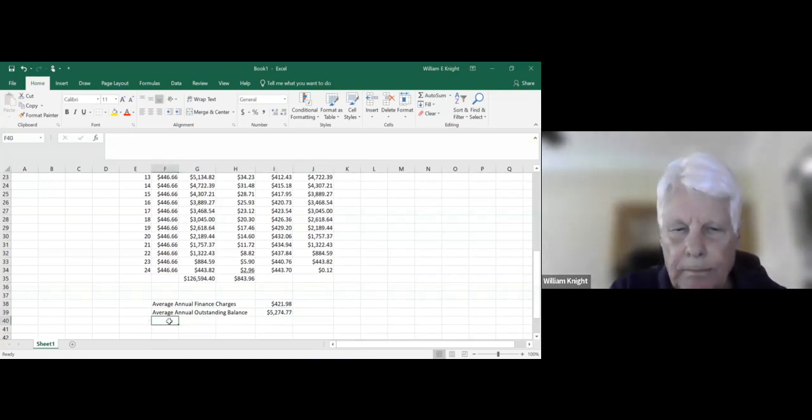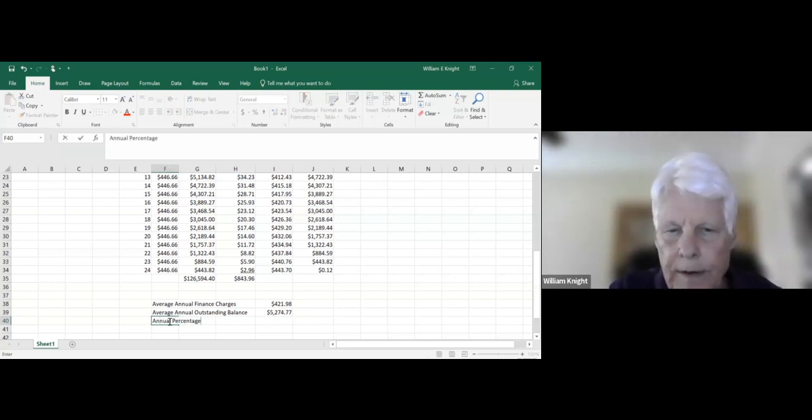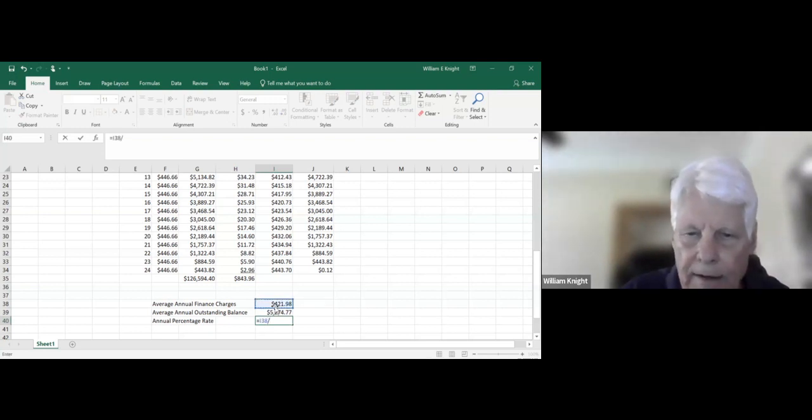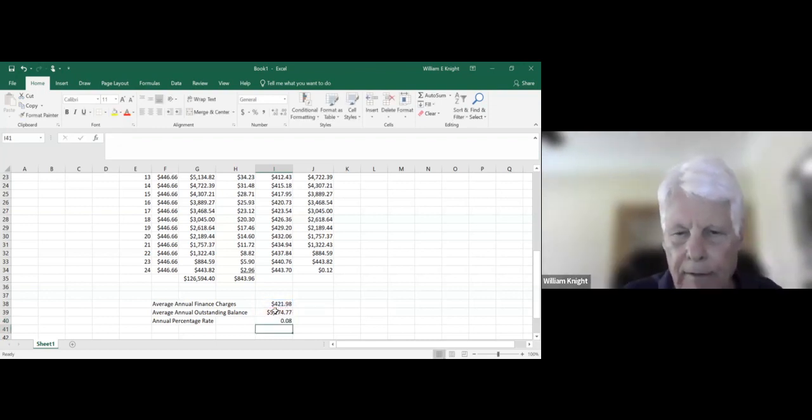So the APR, the annual percentage rate, is equal to the average annual finance charge divided by the average annual outstanding balance. So let's take this figure right here, average annual finance charge divided by the average annual outstanding balance. And there we have 0.08. Well, let's turn that into a percentage.